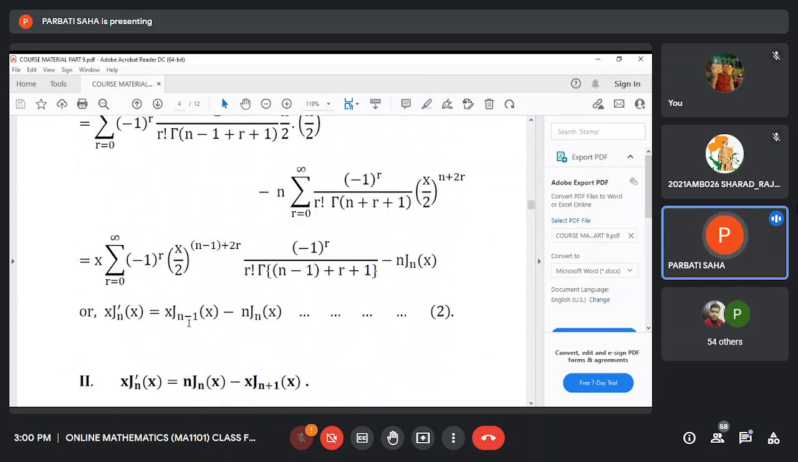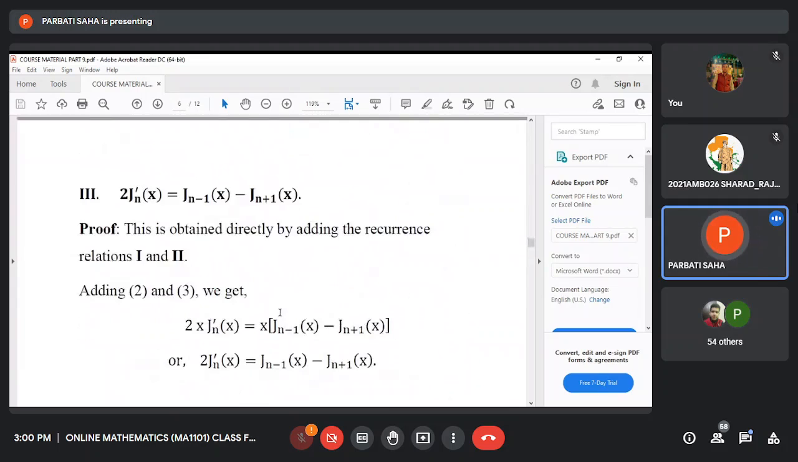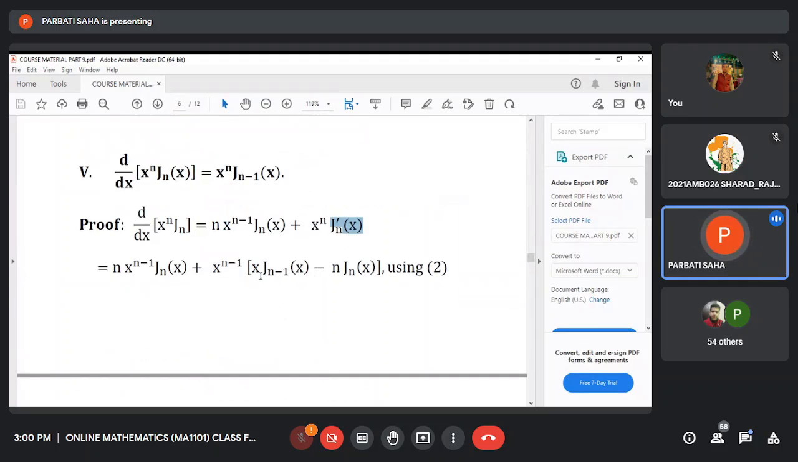J n dash x equals j n minus 1 x minus n by x j n x. We can use this value of j n dash x here. Just you write here x to the power n minus 1, then it is written as x into j n dash x. And then we can use 2 to obtain the value of x j n dash x, which is given by this. This is x to the power n minus 1 into x, and x j n dash x is replaced by this using 2. But other terms remain unchanged. Just you observe the other terms remain unchanged.